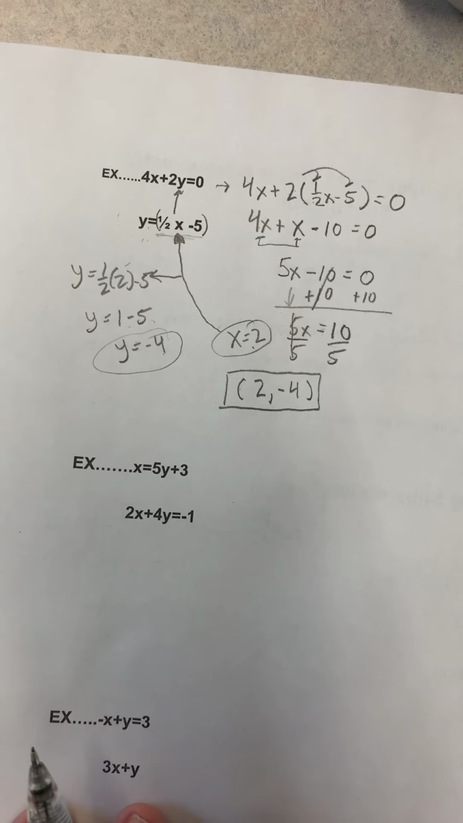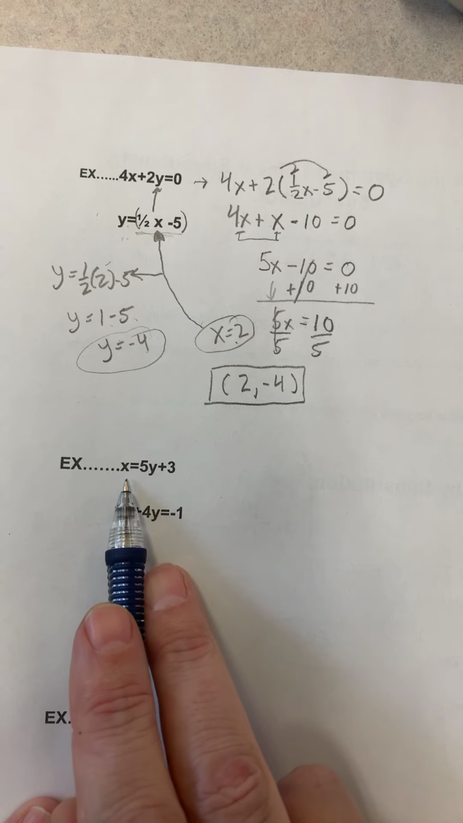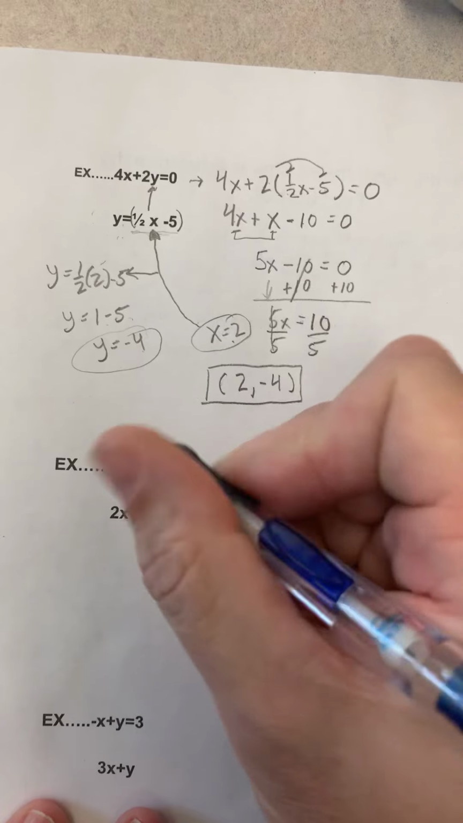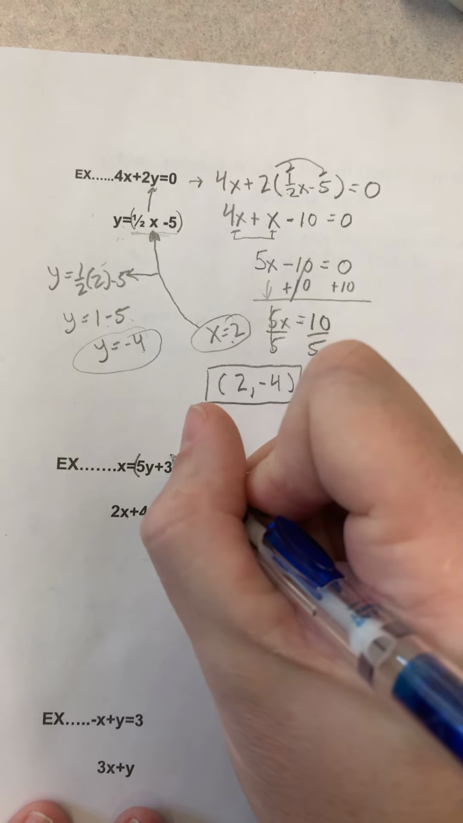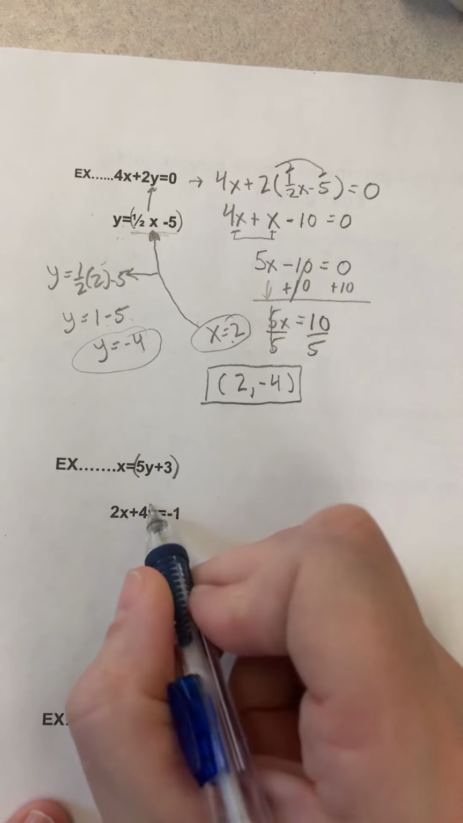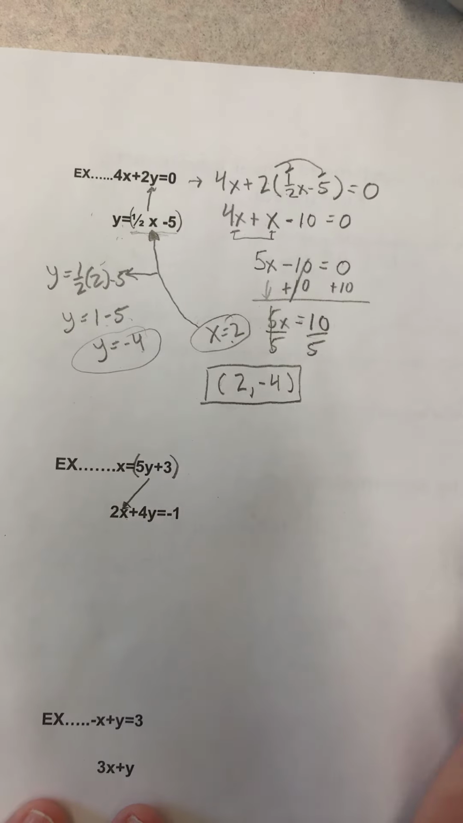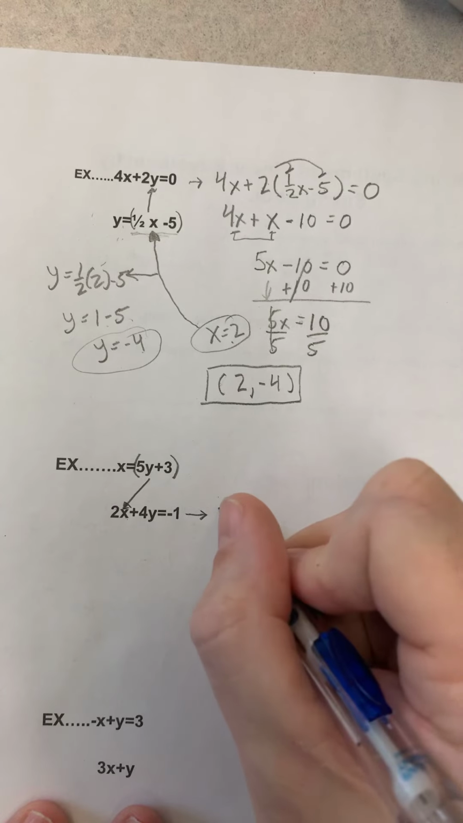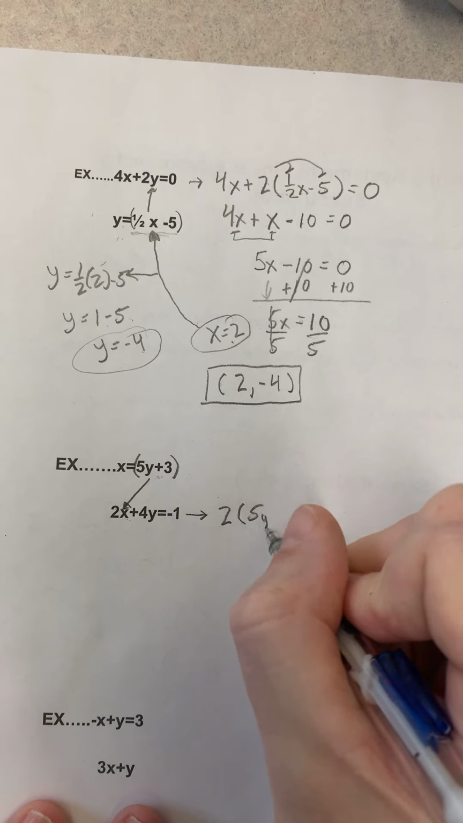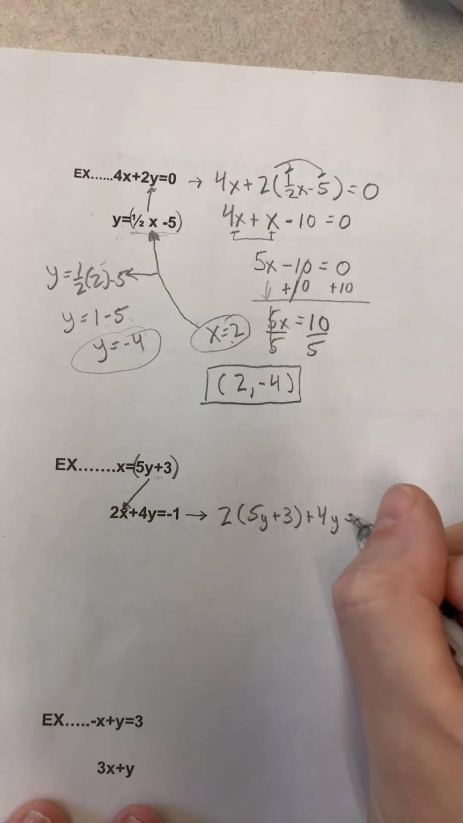Next one. The only thing different on this one is now if I look, well, y isn't by itself, but x certainly is. That's okay. I'm going to keep doing it the easy way. If x is already solved, I now take what this x equals, but I don't plug it in for y. I plug it in for x. So this becomes 2 times x, which x is this, 5y plus 3, plus 4y is equal to -1.